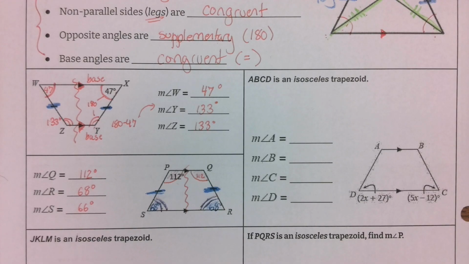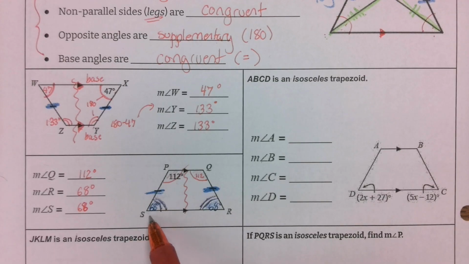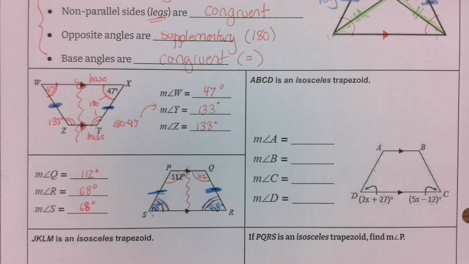It's a supplementary pair. And if this one is 68, I wrote 66, but they have to match. If this one's 68, then this one needs to be 68 degrees. They are congruent. Okay?